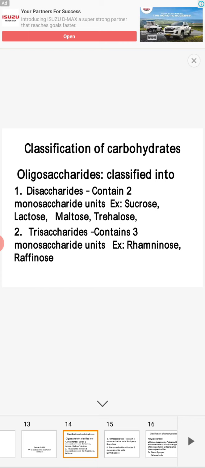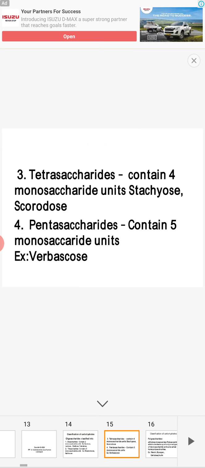Trehalose is the example. Trisaccharide contains 3 monosaccharide units. Raffinose is the example for trisaccharide. Tri means 3. Tetrasaccharide on hydrolysis yields 4 monosaccharide units. Stachyose and scorodose are the examples. Pentasaccharide, penta means 5, so they contain 5 monosaccharide units. On hydrolysis they yield 5 monosaccharide units. Verbascose is the example for that.